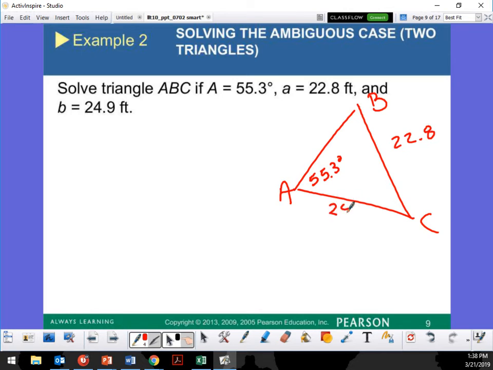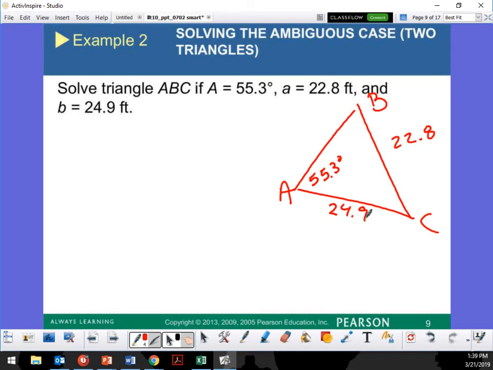Angle side side. So I know I have another ambiguous case. So it's going to be ambiguous. My options are going to be no triangle, one triangle, or two triangles. It's possible to have two triangles also. All right, so let's go ahead and take a look at this.